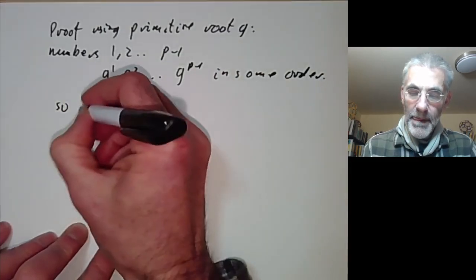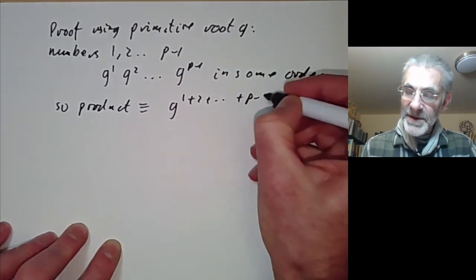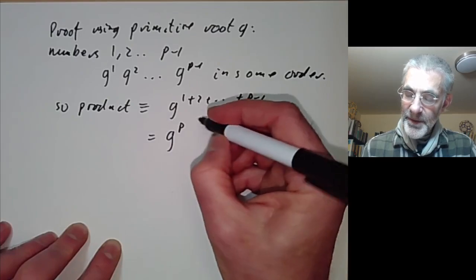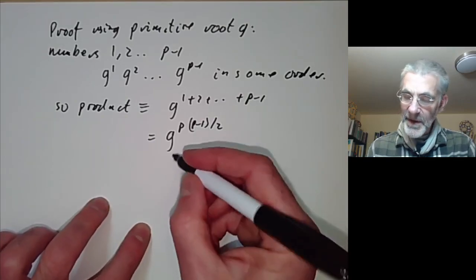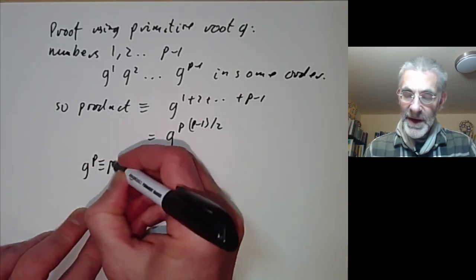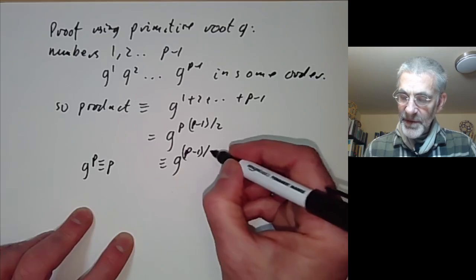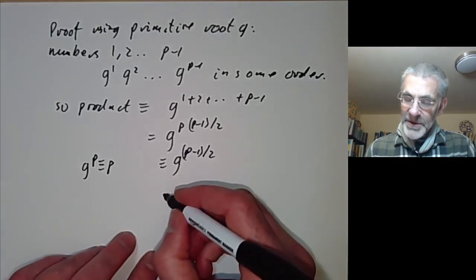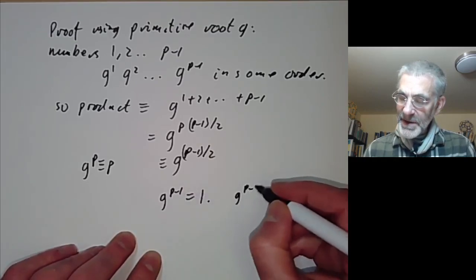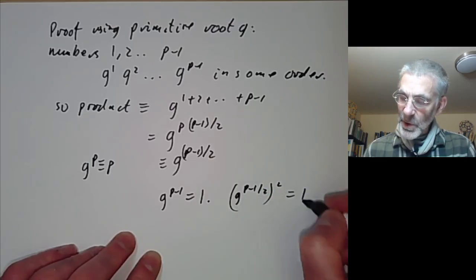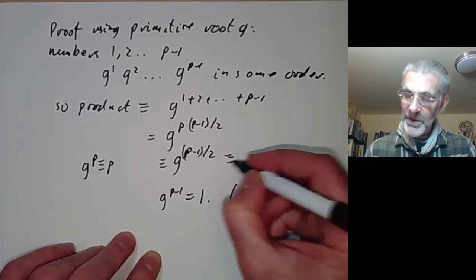So the product is congruent to g to the (1 plus 2 plus up to p minus 1), which is g to the p times (p minus 1) over 2. And we'll take p to be odd because the case p equals 2 is trivial. And then we recall that g to the p is congruent to g. So this is just congruent to g to the (p minus 1) over 2. And now we know that g to the p minus 1 is equal to 1. So g to the (p minus 1) over 2, squared, equals 1. So g to the (p minus 1) over 2 must in fact be minus 1. So this is congruent to minus 1 modulo p.